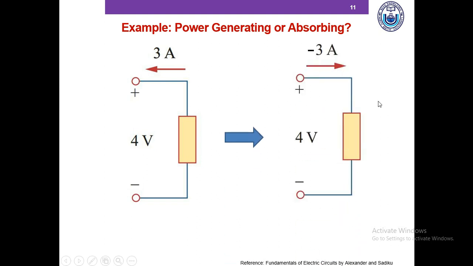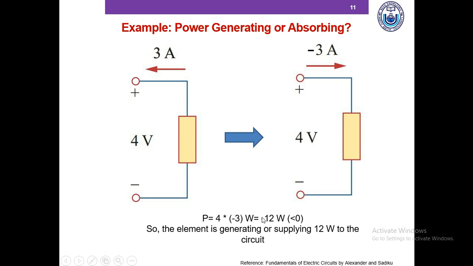In the figure on the right here, I have reversed the direction of the current and also added a minus sign in front of the magnitude of the current. Now this follows our format. Now a current is entering through the positive terminal of this circuit element. What we're going to do now is multiply this value with this value. So we get minus 12 watts, and this is a negative number.